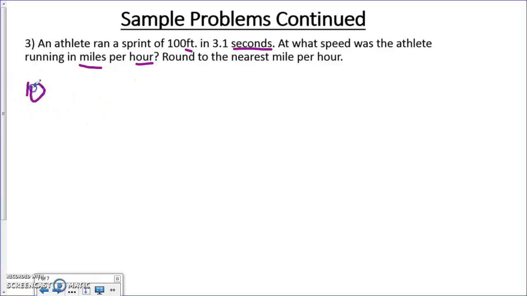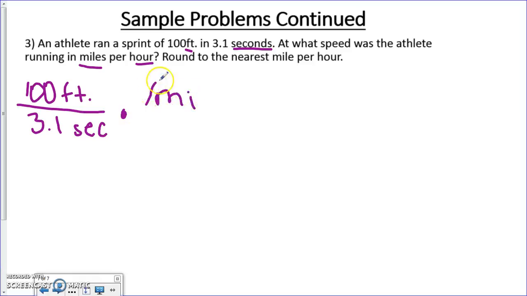So we're going to write the first one that we know. We know it's 100 feet per 3.1 seconds. So based off the conversion factor sheet that I'm going to give you tomorrow, okay, in 1 mile, there are 5,280 feet. So we don't need to worry about doing anything else from feet to miles because we already did that.